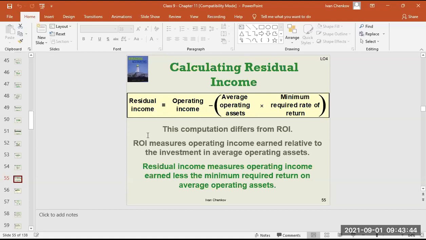Make sense? So this computation obviously is different than the return on investment. However, we include the return on investment in the formula. So return on investment measures the operating income earned relative to the average operating assets, whereas the residual income shows you the operating income which you earn less the minimum required return that you have.